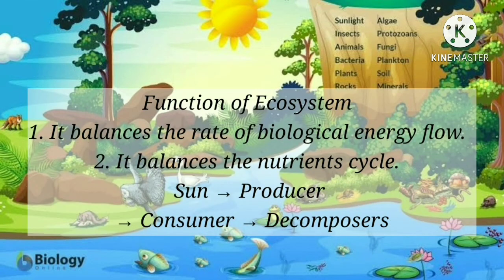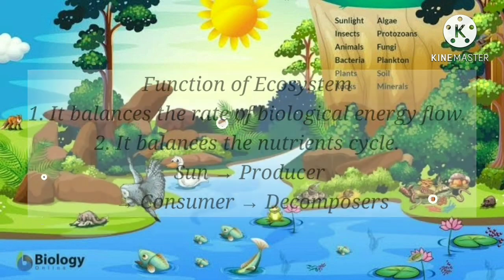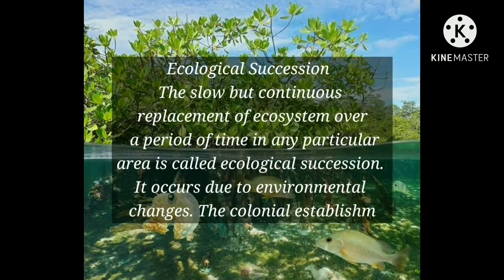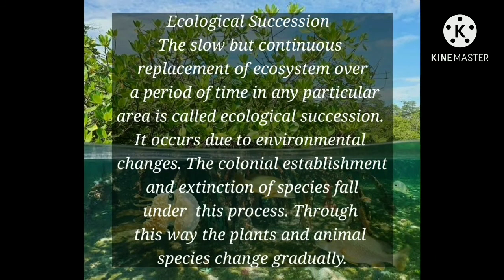Function of ecosystem. First, it balances the rate of biological energy flow and it balances the nutrient cycle. The producers actually use nutrients and prepare food, the consumers consume it, and the decomposers recover the nutrients, keeping it flowing. Ecological succession. The slow but continuous replacement of ecosystem over a period of time in any particular area is called ecological succession. It occurs due to environmental changes.